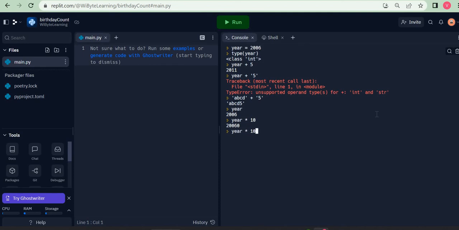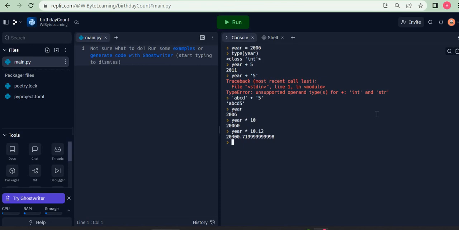What happens if I multiply this by, let's say, 10.12? Now here I'm multiplying an integer with a float because 10.12 is a float, but that's not a problem because both of these are numbers, and multiplying number to number is reasonable. You are getting an answer which is also a float, which is perfectly reasonable.